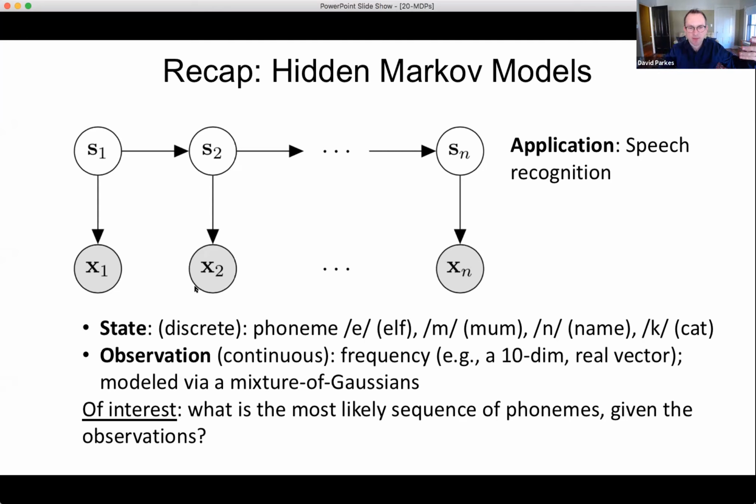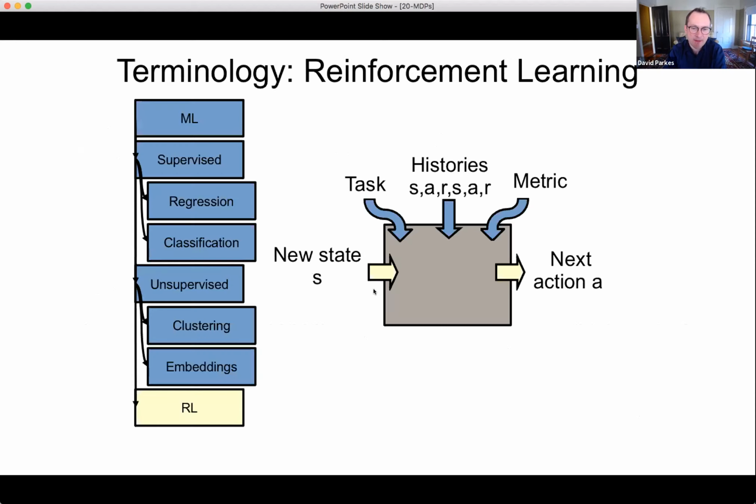And you're trying to, for example, from the frequencies that you can measure, ask, what is the most likely sequence of phonemes given the observations? So this is the problem we talked about right at the end of Tuesday. You're going from a sequence of observations, and saying, okay, I think now that I've seen all of that, the most likely utterance is this. So those are just 2 HMM examples.